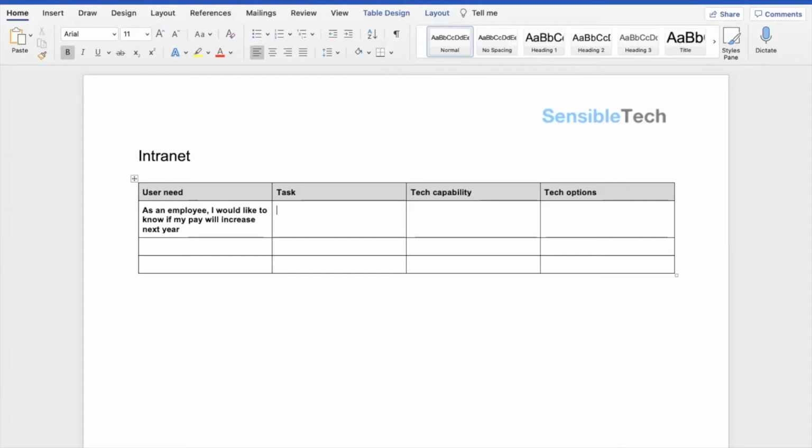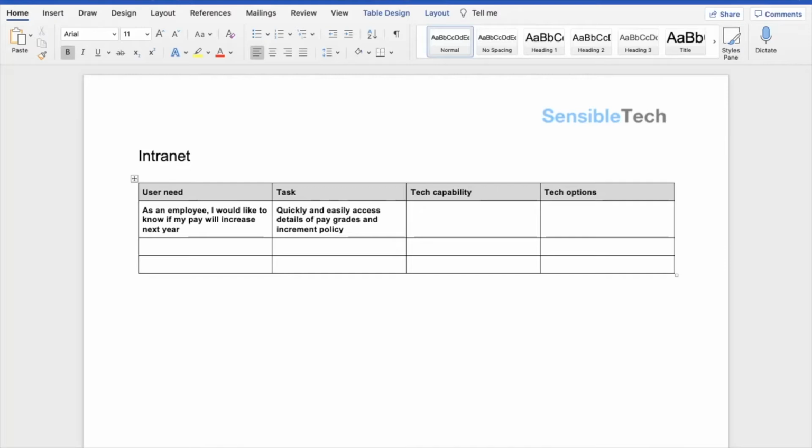Okay, so what is the task? Well, I need to quickly and easily access details of pay grades, increment policy. That goes on there. Now, what is the best way to do that?